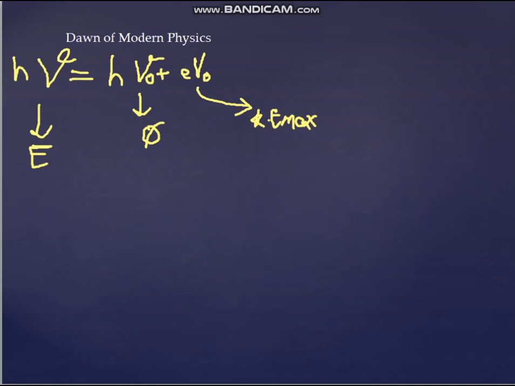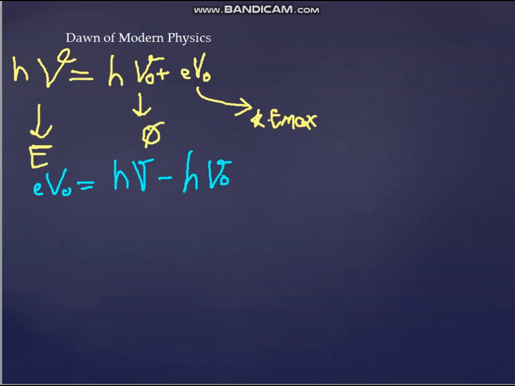Okay, so I've written an equation in here. h nu is equal to h nu naught plus eV naught. We've discussed earlier that eV naught is the maximum kinetic energy of a photoelectron, while h nu naught is phi, the work function, and h nu is energy. Okay, so the kinetic energy of electron can be written as h nu minus h nu naught.